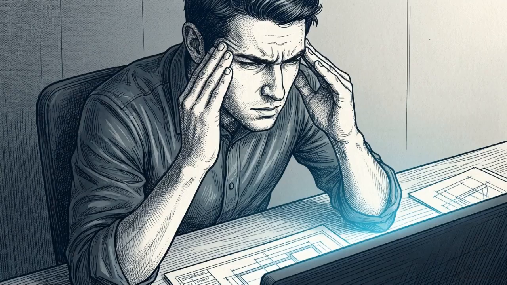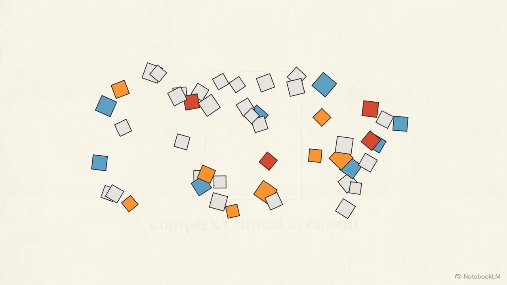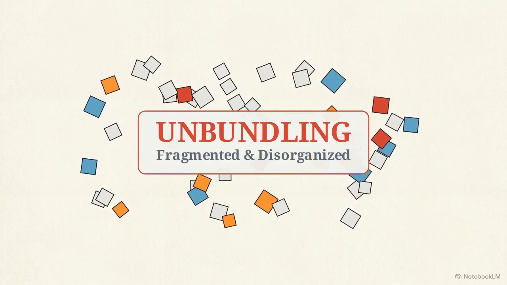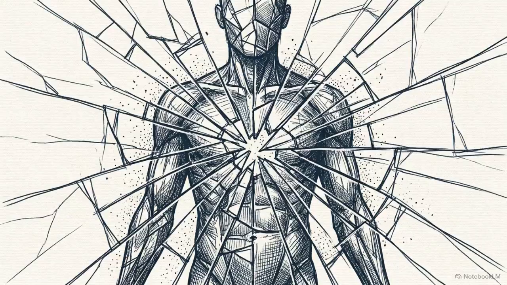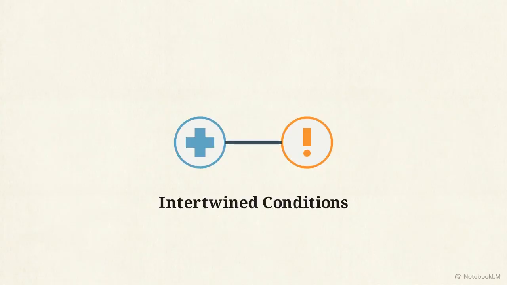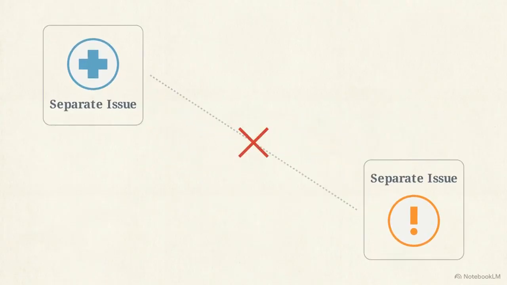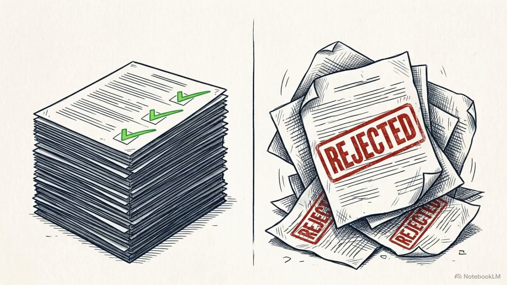Novice coders often follow the opposite instinct. Faced with a complex chart, their initial reaction is to unbundle the documentation by assigning a separate individual code to every single symptom they encounter. Listing too many independent codes distorts the clinical picture. It creates systemic risk by making related, intertwined conditions appear as entirely separate issues. Knowing how to deploy combination codes correctly is the dividing line between generating a clean, compliant claim and triggering a wave of system-wide rejections.